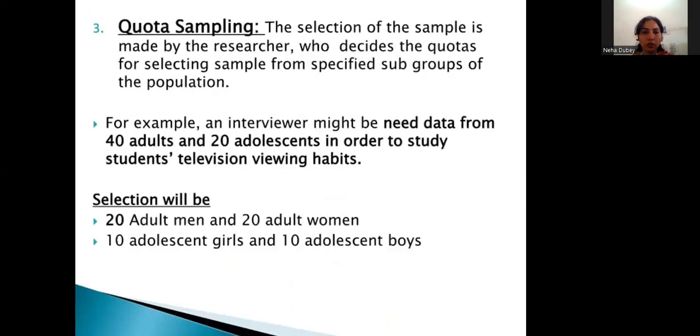Now, what is quota sampling? The selection of the sample is made by the researcher, who decides the quota for selecting the sample from a specified subgroup of the population. Say an interviewer might need data from 40 adults and 20 adolescents in order to study student television viewing habits. In this example, it is not divided by gender, but in quota selection we can do 20 adult men and 20 adult women, and among the 20 adolescents, 10 girls and 10 boys. So we can form a quota gender-wise and then select certain people for the sample.